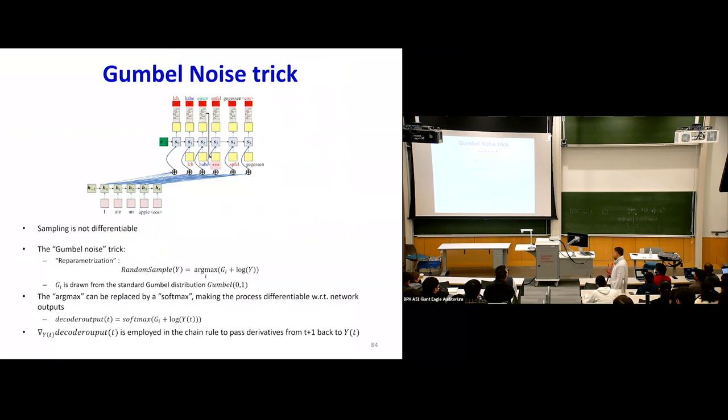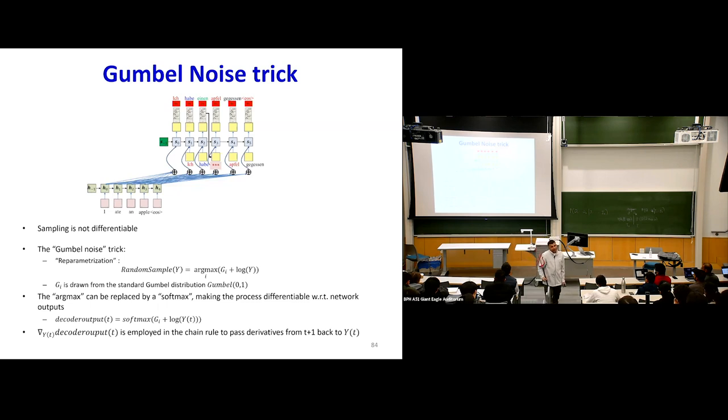Right, so sampling is not differentiable. When I sample something from a distribution and put it in, the process of sampling is not differentiable. So if there's an output going in over here, ideally you're going to have a gradient go back through this process, but sampling is a nasty thing, you can't differentiate it. So this is where we use the so-called Gumbel noise trick.